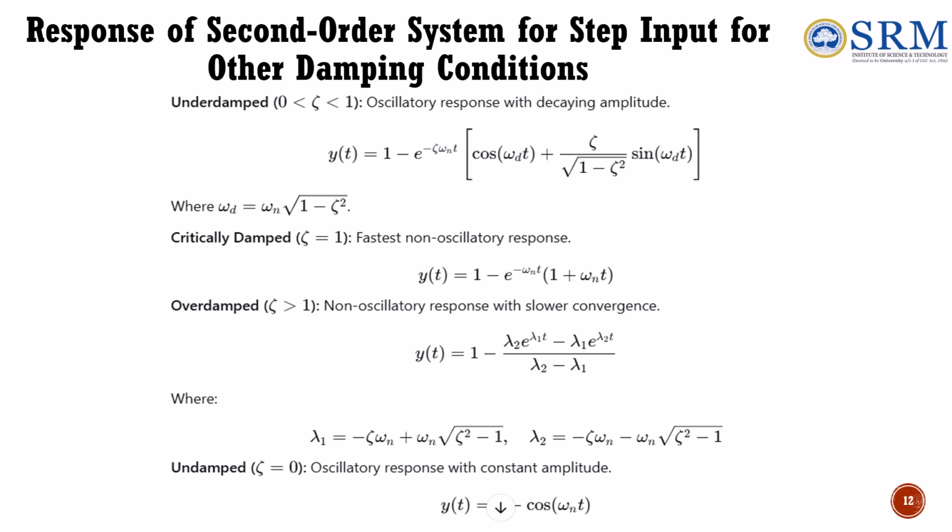For overdamped system, that is zeta value is greater than 1, we will be getting a non-oscillatory response with slower convergence. So here y of t will be equal to 1 minus lambda 2 e raised to lambda 1 t minus lambda 1 e raised to lambda 2 t divided by lambda 2 minus lambda 1, where lambda 1 is equal to minus zeta omega n plus omega n root of zeta square minus 1 and lambda 2 is equal to minus zeta omega n minus omega n root of zeta square minus 1. For undamped system, that is zeta equal to 0, oscillatory response with constant amplitude can be obtained. So that is y of t equal to 1 minus cos omega n t.